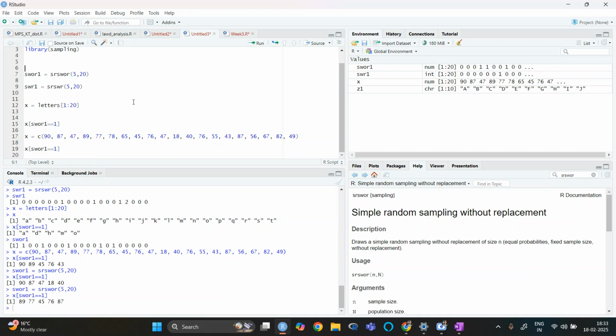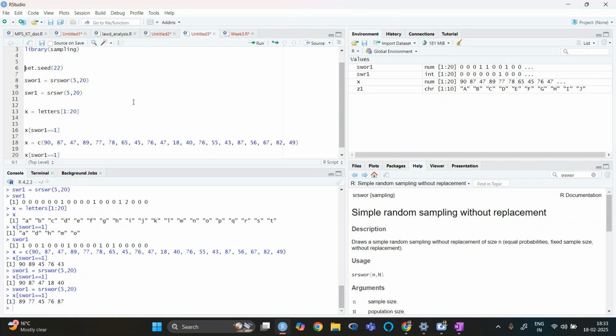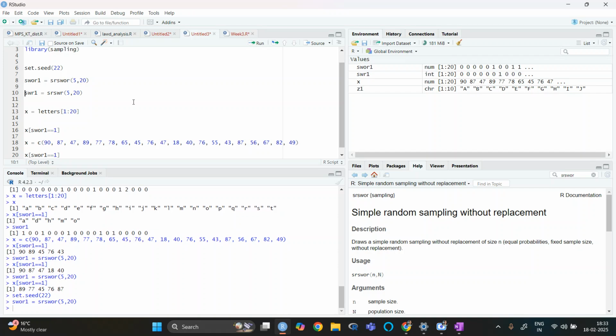So right now, let's say the difference between the real sample and the population mean is 0.37. If I run it again, it can be 0.38, 0.36, or 0.35. But then I cannot put the results anywhere. So for that, we can use set.seed. Let's say I'm writing 22, or any number you can put, it doesn't matter, 22 or 23 or 100, 200,000. Now if I run it.